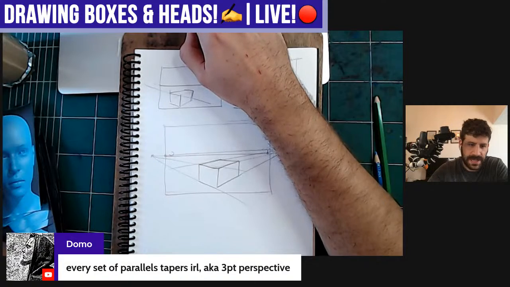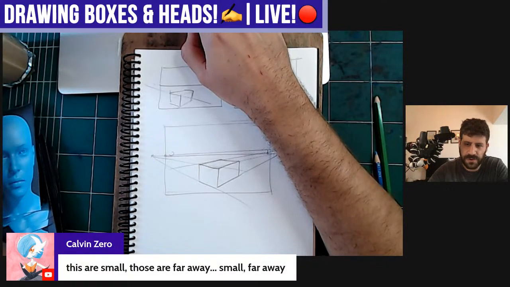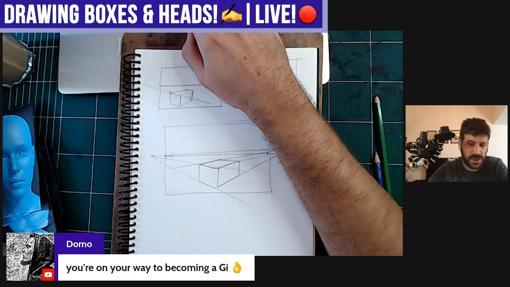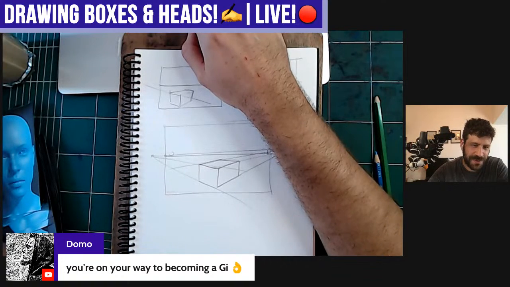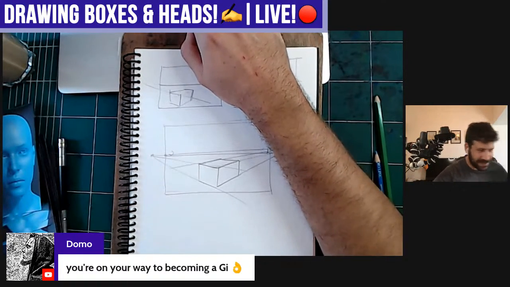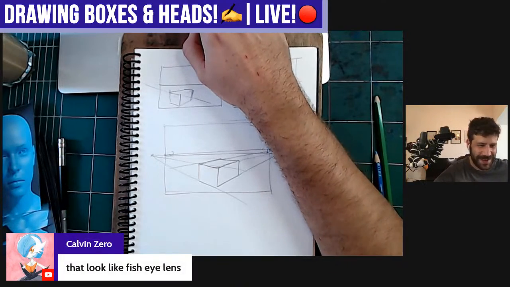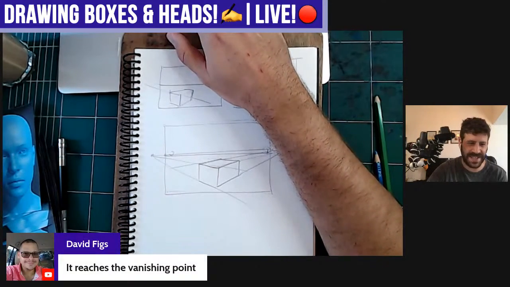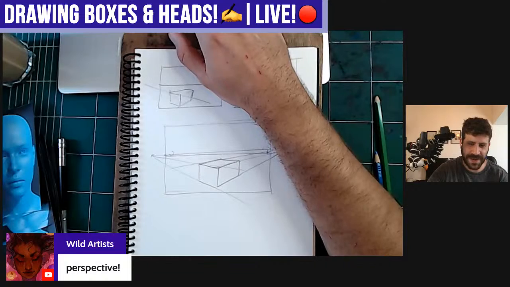Every set of parallel lines in real life, aka three-point perspective, that is correct. If you have any questions, just ask me. You're on your way to becoming a pro. I have a long way to go, if ever. That looks like a fisheye lens, that is correct. David says it reaches the vanishing point perspective.